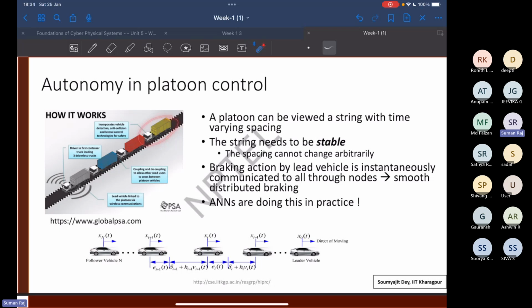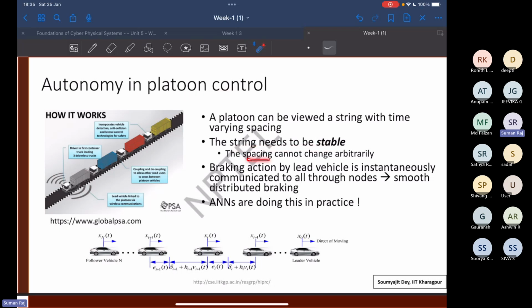These trucks incorporate vehicle detection, anti-collision, and lateral control technologies for safety. So these are the different things that are incorporated in these driverless trucks. Then we have this coupling and decoupling to allow other road users to cross between platoon vehicles. So this set is the platoon, right? But it's not always necessary that there is no space between these. So they need to provide space to other vehicles so that they can overtake them and continue their journeys. And the lead vehicle is linked to the platoon via wireless communication. So this is the wireless communication using which these are connected, right? One important criterion for this platoon control is that the string needs to be stable.